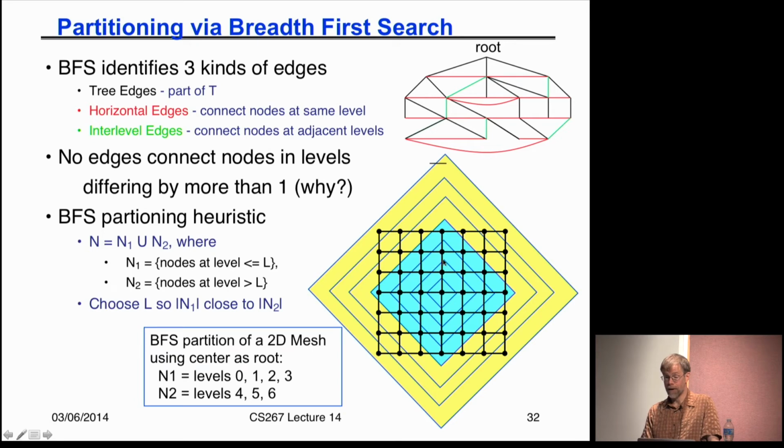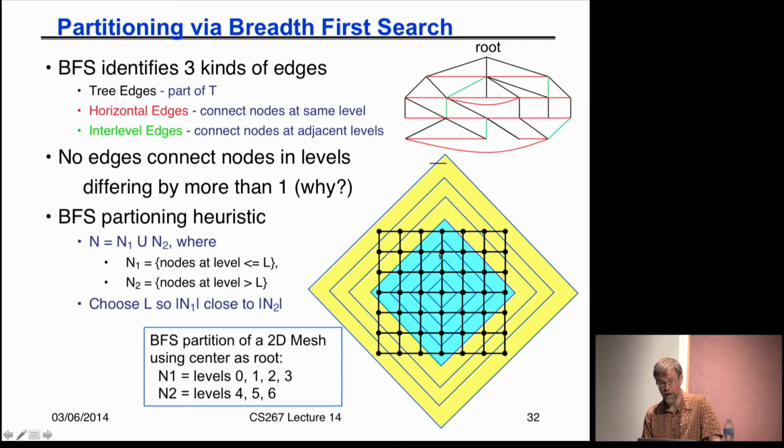And so if I were to use this to partition, then what would it do? It would say everybody in levels 0, 1, and 2 would be in one partition. That's everybody inside the blue square. And everybody outside in the yellow, in levels 3, 4, 5, they'd be in the other partition. And so what would I do?